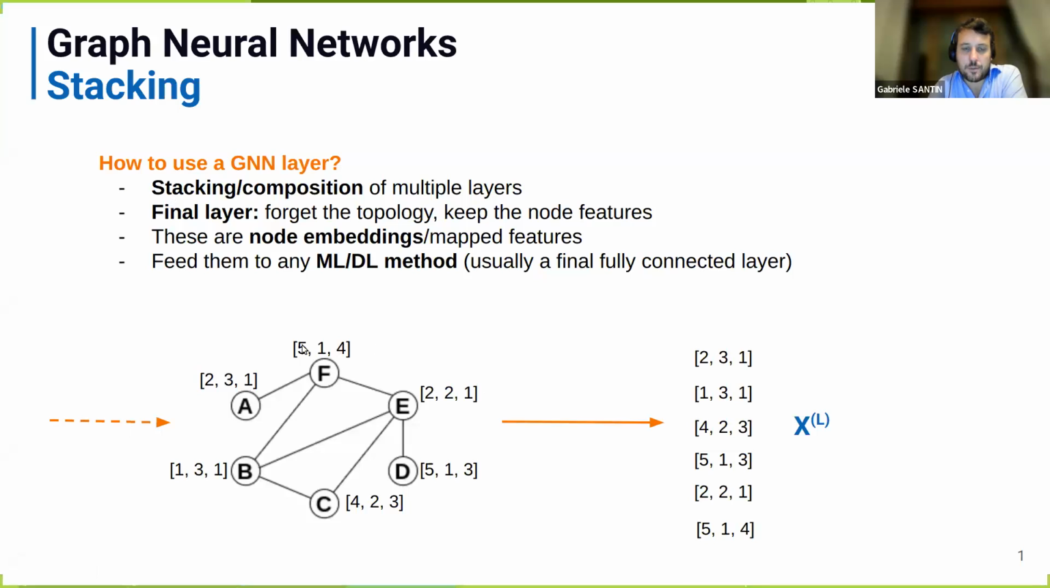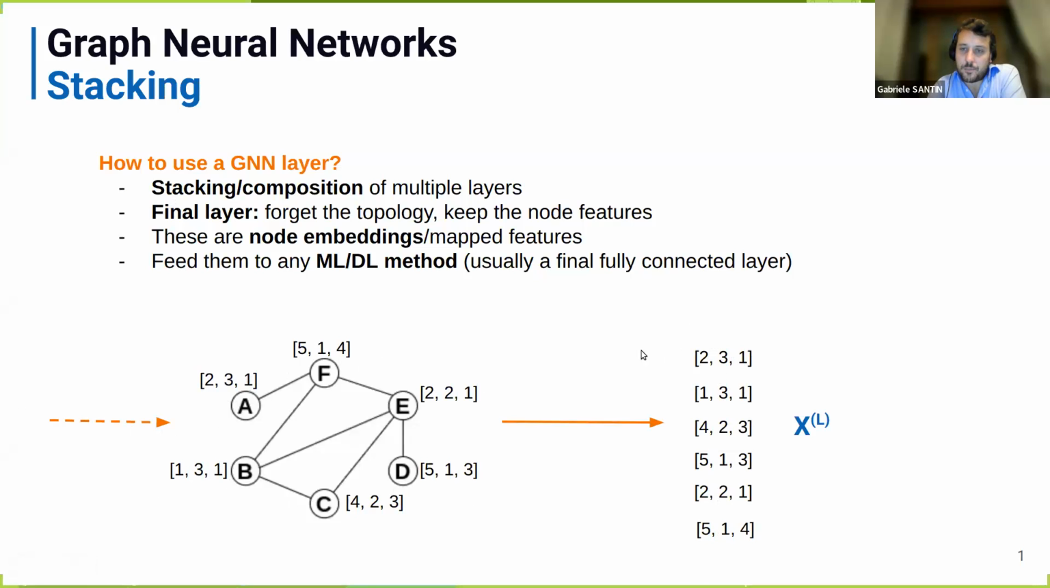And then the idea at this point is to forget about the graph topology. So we just throw away the graph and we just keep this list of features and we stack them in a column like this. So you see the node A has features 2, 3, 1, and we put it here. Node B 1, 3, 1, and we put it here. So we have a vectorial representation of our graph, okay?